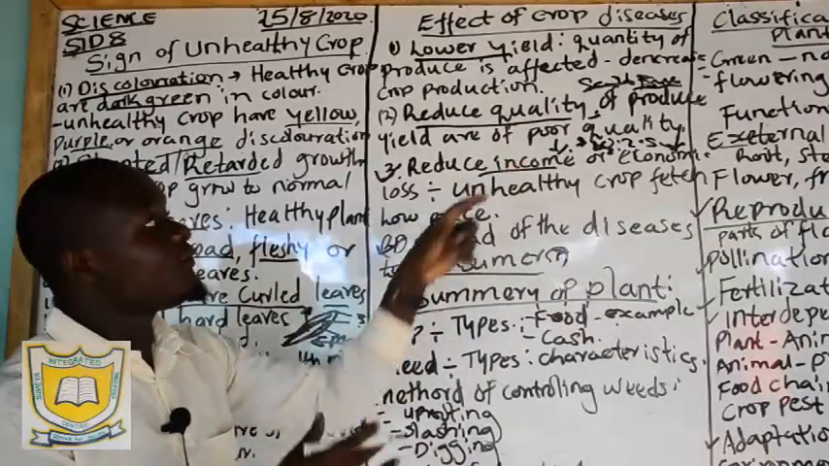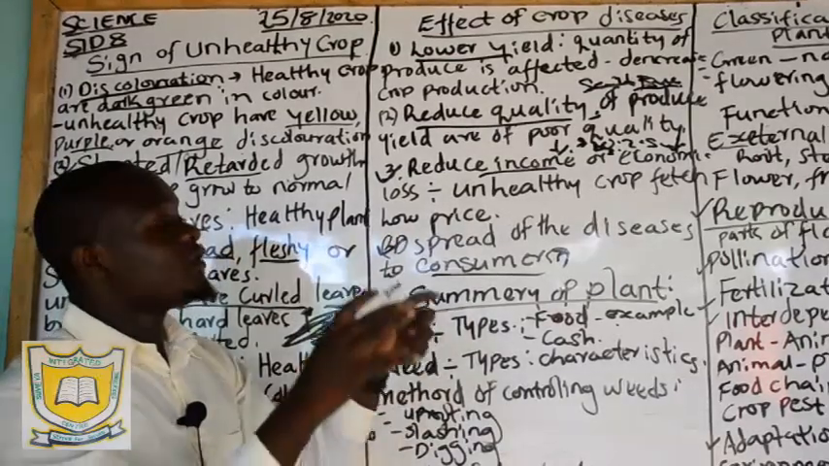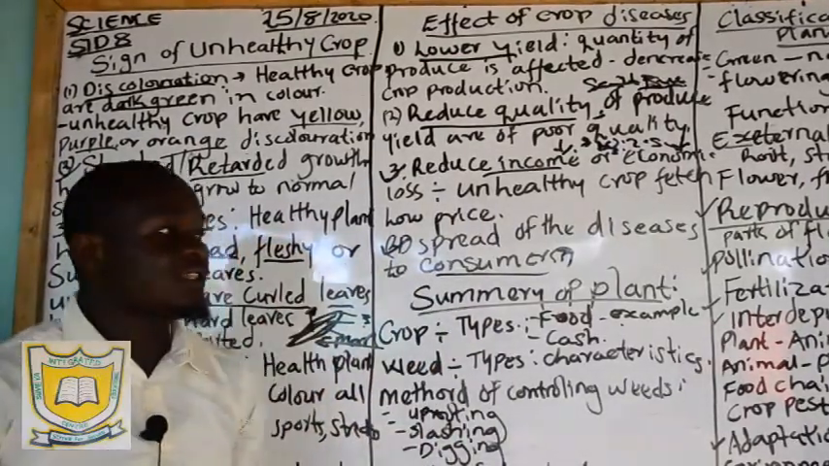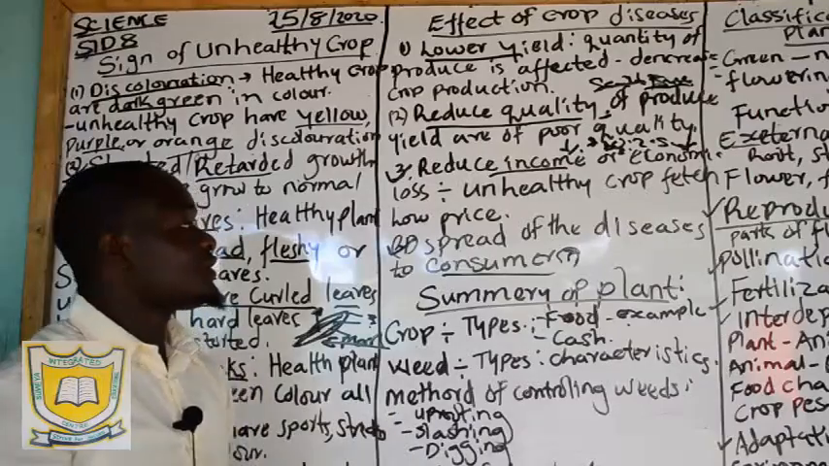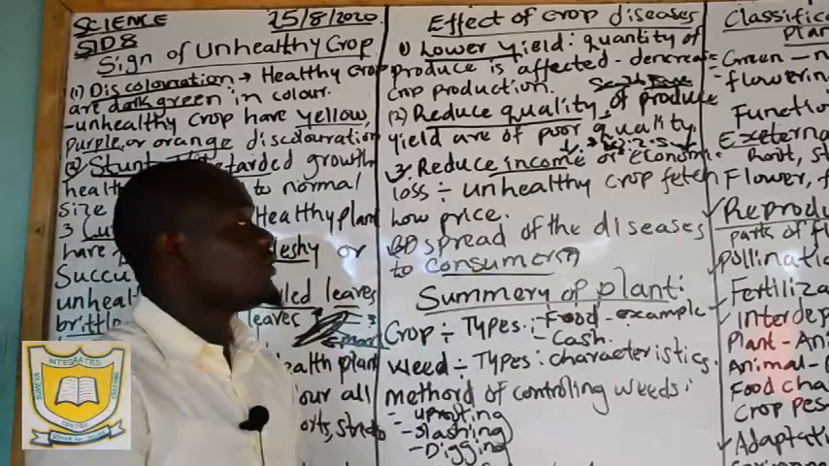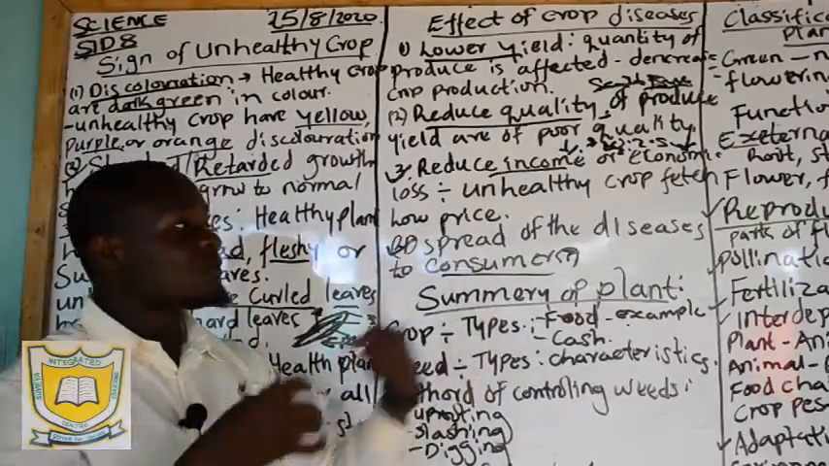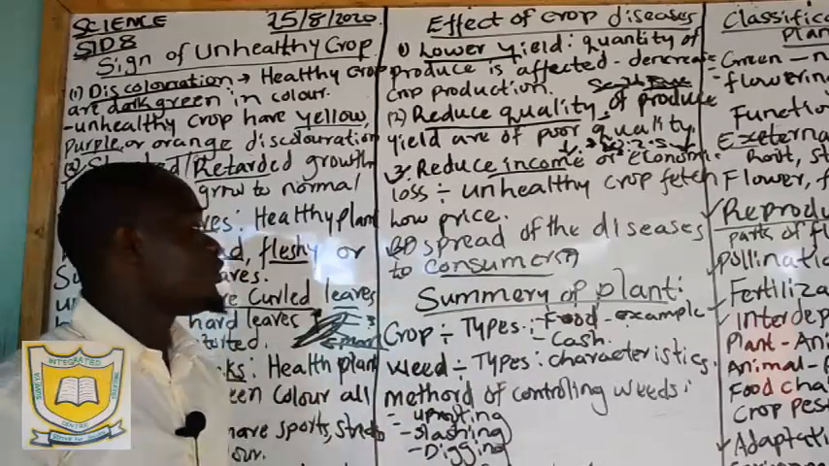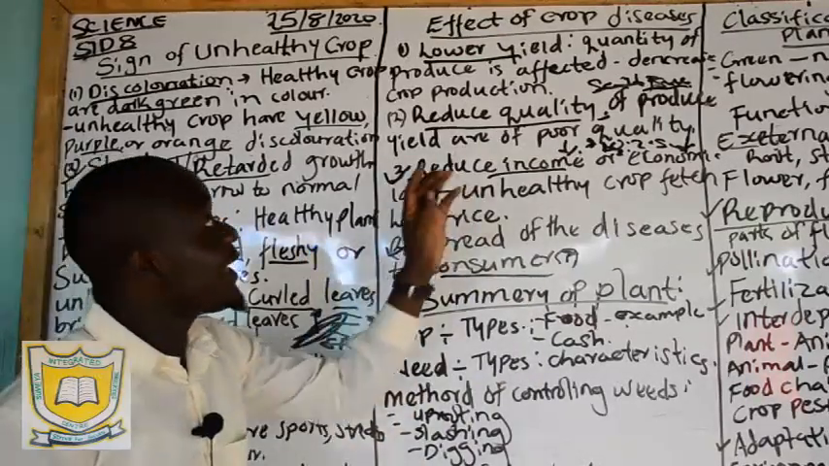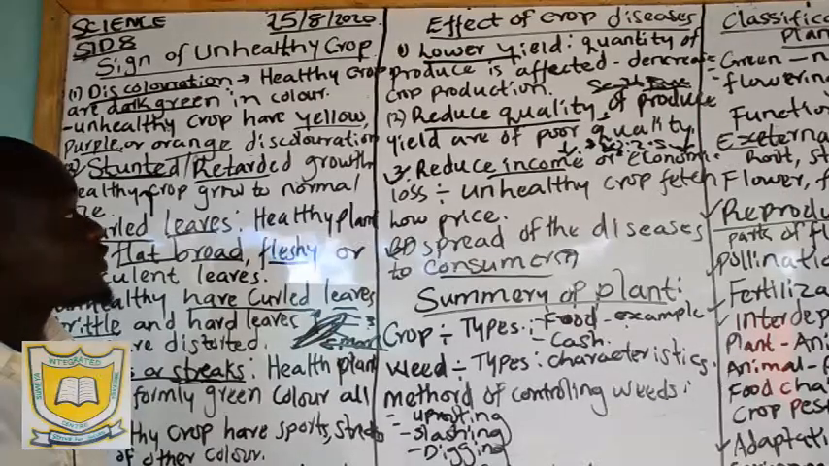If a maize plant has a disease, but now you harvest together with that disease, then you store it somewhere, it means if somebody feeds directly on that crop, there is that spread of disease from the crop to the consumers. Now, that is the end of the topic plants.